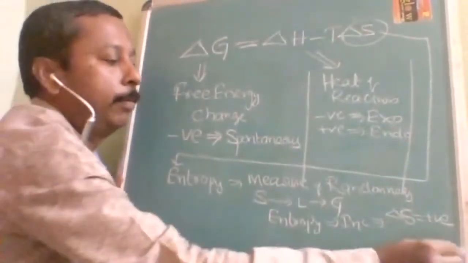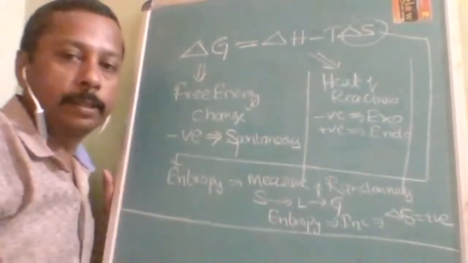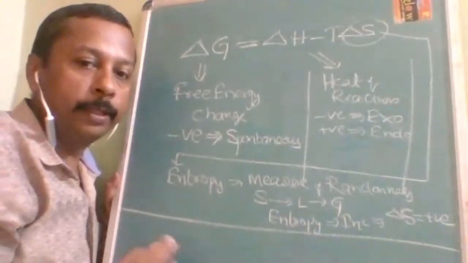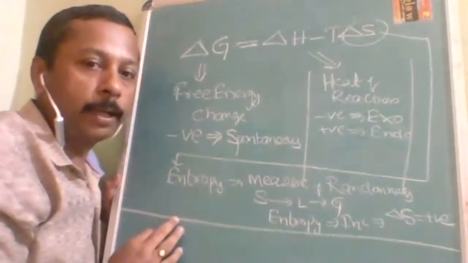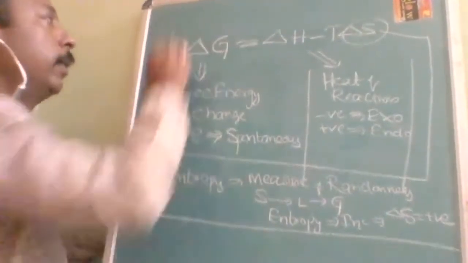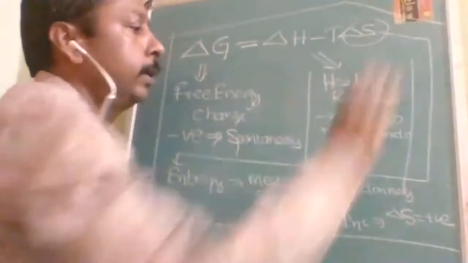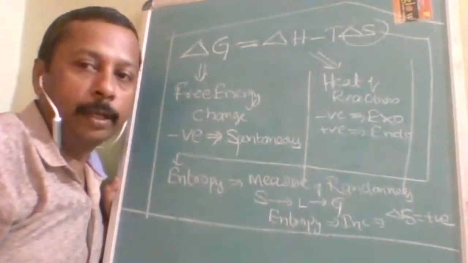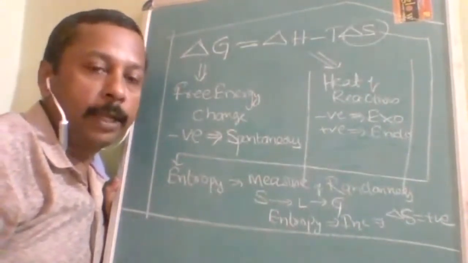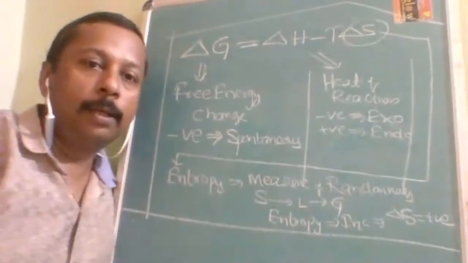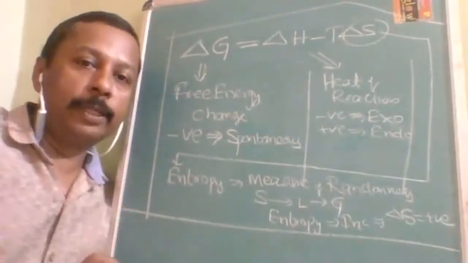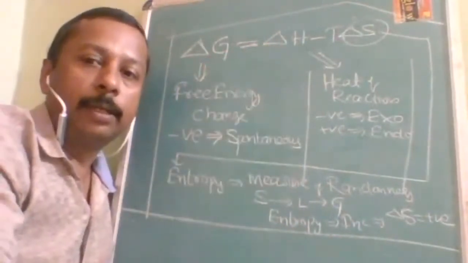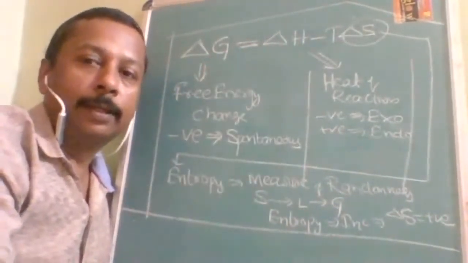So this much is the background knowledge of thermodynamics required for a clear understanding of the Ellingham diagram. This is not a part of the Ellingham diagram, but this much background knowledge I expect every student to have so that the Ellingham diagram can be understood clearly. Okay. So the Ellingham diagram is based upon which equation? Gibbs-Helmholtz equation. What is that equation? Delta G is equal to delta H minus T delta S.